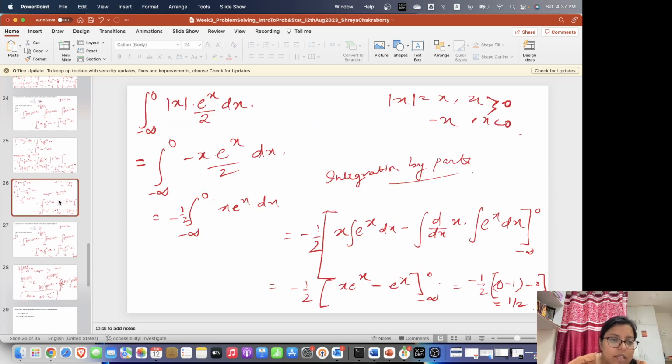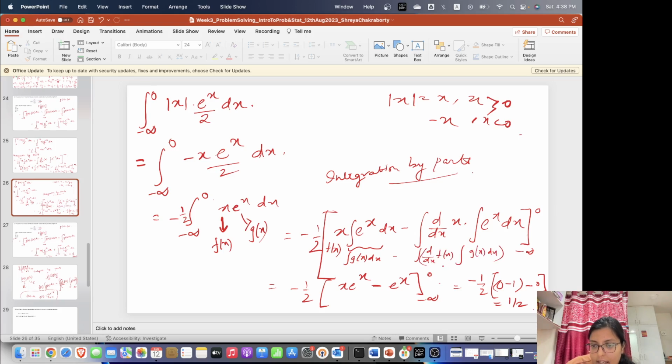So here you see this one was my f(x) and this one was my g(x). So first we kept f(x), integration g(x) dx, minus d dx of f(x), again integration of g(x) dx, and then again dx.